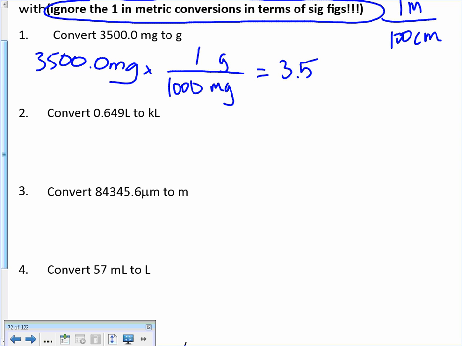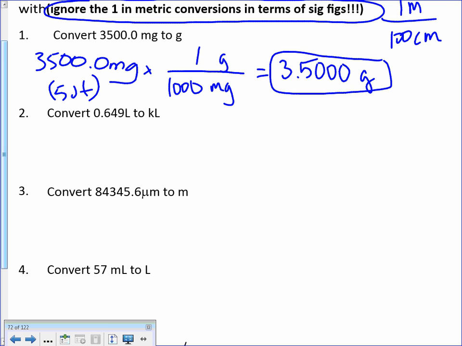3.5. Hold on. How many sig figs should this have? 5. 1, 2, 3, 4, 5, right? There's 5 there. So that 5 sig fig is going to be controlling our final answer. So there should be 1, 2, 3. Yeah, there you go. Grams. That's actually the final answer because this person did a great job. It's very, very accurate.